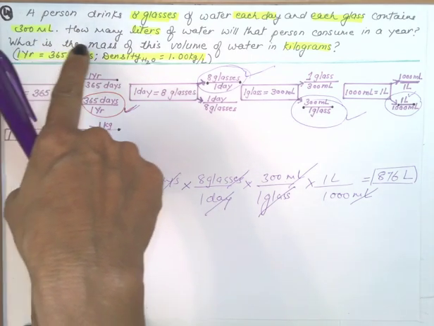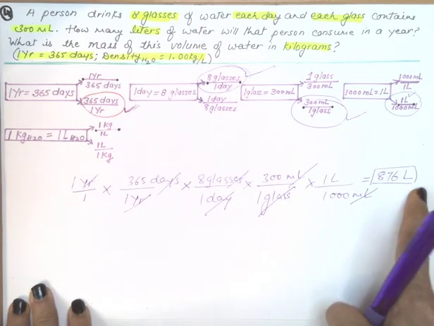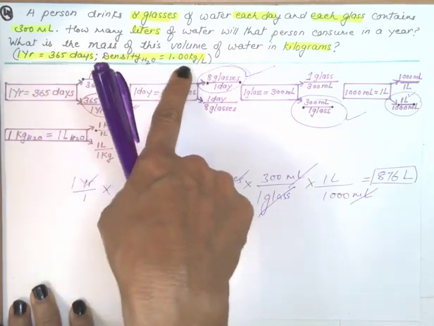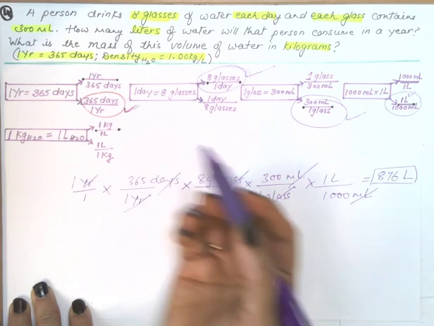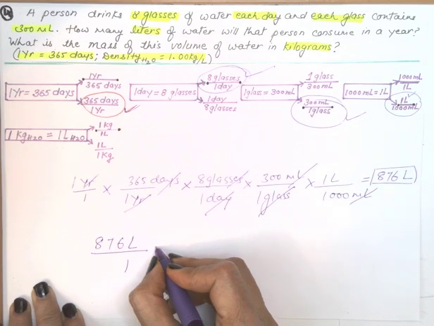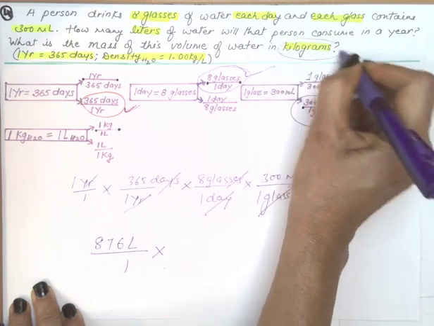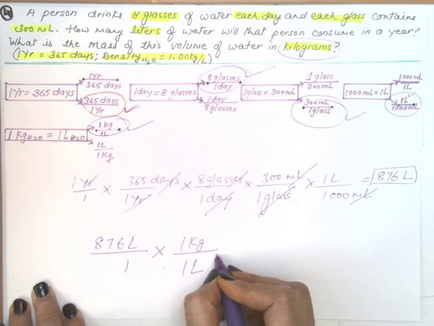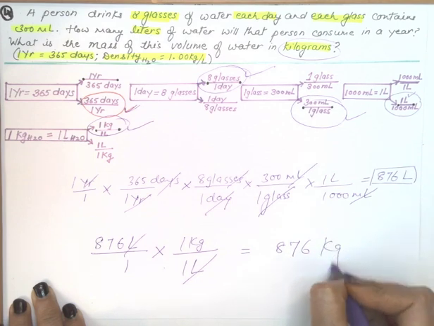Now this is the second part. What is the mass of this volume of water in kilograms? So you have to convert this into kilograms. Well, I already have that from this density of water, that a liter of water weighs 1 kilogram, right? Just for water. So let's start with the given here over 1. This is my volume, and I don't want liters. What do I want in my answer? I want kilograms. So this is the one I'm going to use. 1 kilogram, 1 liter, liters and liters get cancelled out, and you're still going to get 876 kilograms.